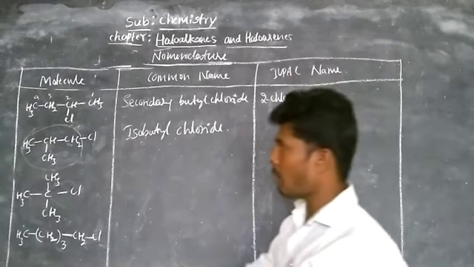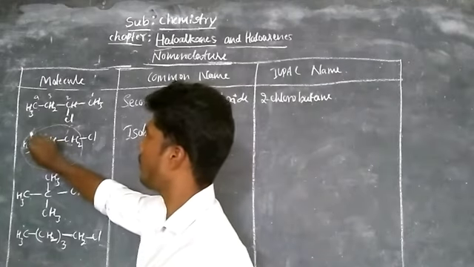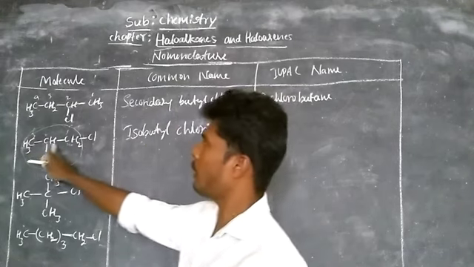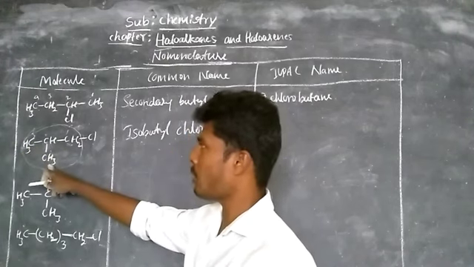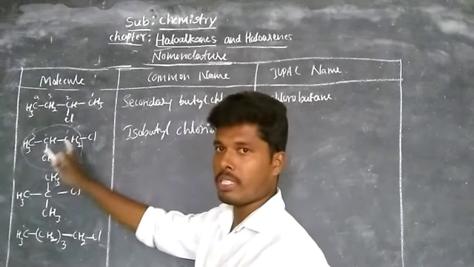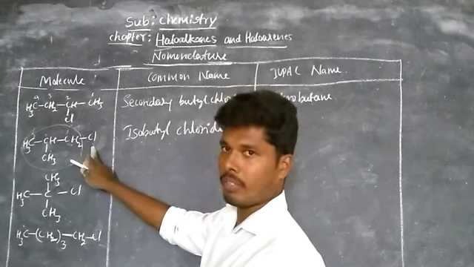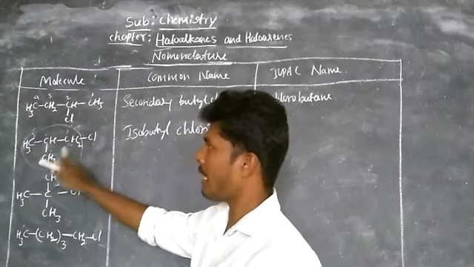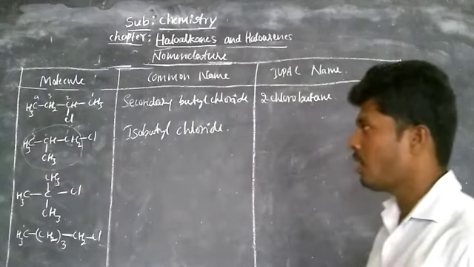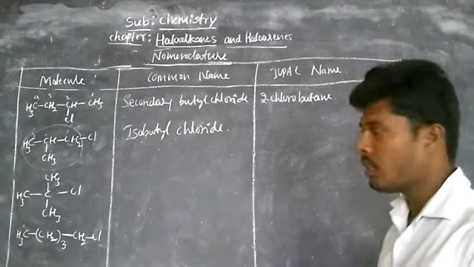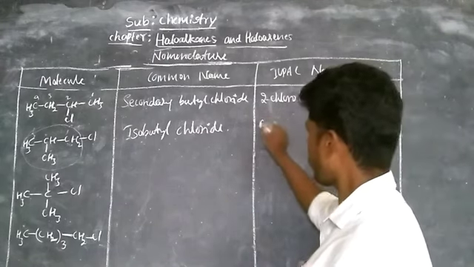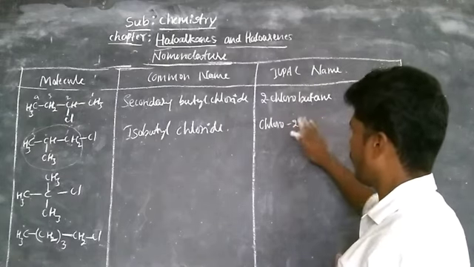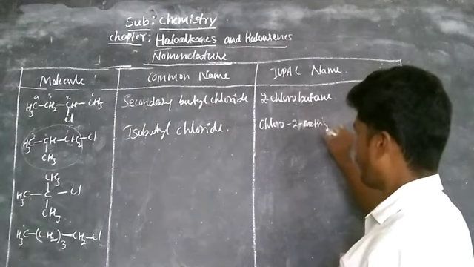And the IUPAC name: give numbers 1, 2, 3. We should give numbering from the substituent, that is from the chlorine side only. If you give from the other side, the substituent gets 2 and chlorine gets 3, so that is the wrong way. So give from the chlorine, 1, 2, 3. That is 1-chloro-2-methylpropane. But you should write in alphabetical order, whichever comes first. Chlorine comes first, then methyl. So chloro, or 1-chloro-2-methyl, what?